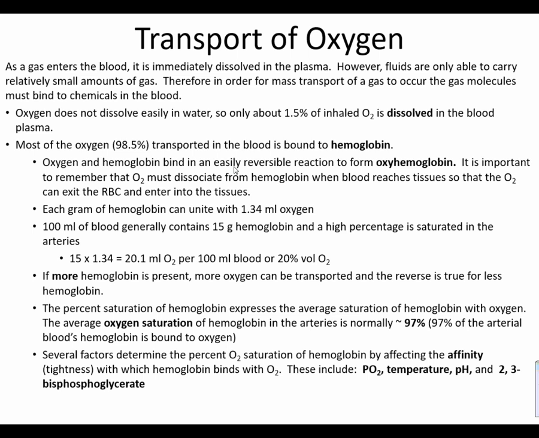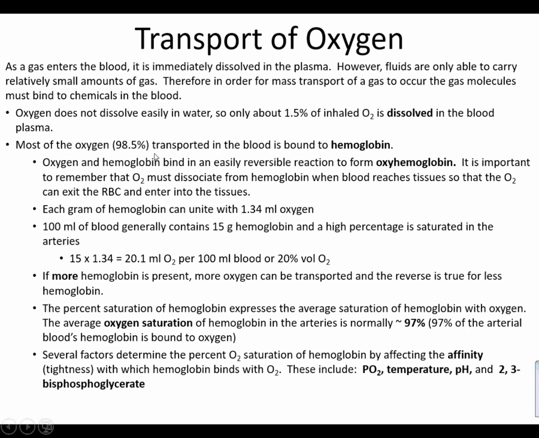All right, as a gas enters the blood, so oxygen is a gas, as oxygen enters the blood, it's immediately dissolved in our plasma. However, plasma is only able to carry relatively small amounts of oxygen. Therefore, in order for mass transport of oxygen to occur, the oxygen molecules must bind to chemicals in our blood. Previously, we learned about hemoglobin. Hemoglobin is the major chemical carrying oxygen in our blood.